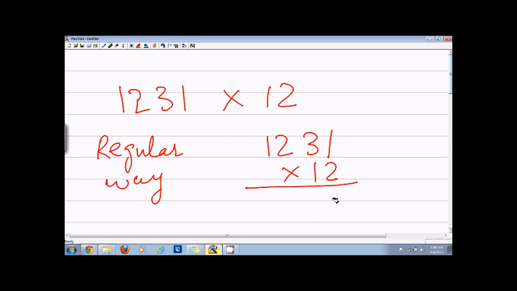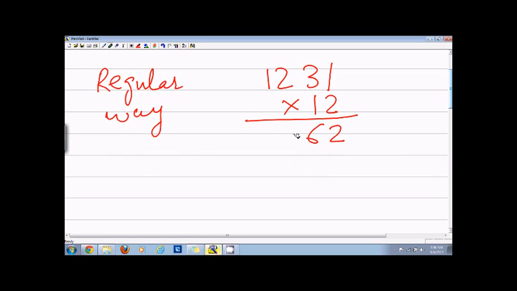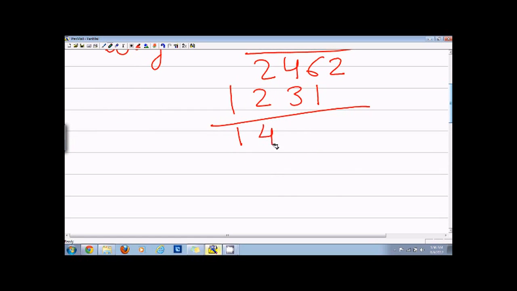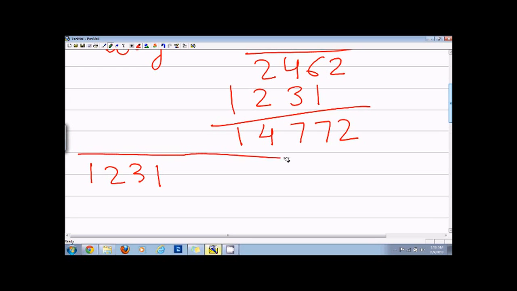So in this case I will say 2 times 1 is 2, 2 times 3 is 6, 4, 2, and then I say 1, 3, 2, 1, and then I will say 1, 4, 7, 7, 2. Now if I look at the problem again, I say 1, 2, 3, 1, and now I will use my own way, so I will multiply it by 12.